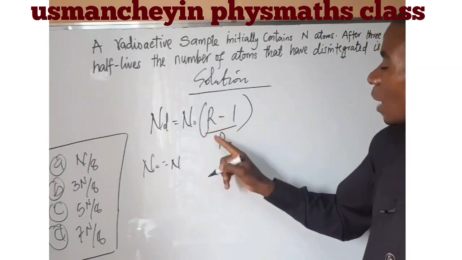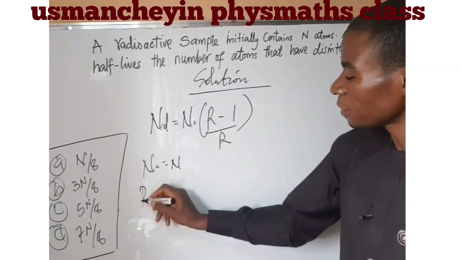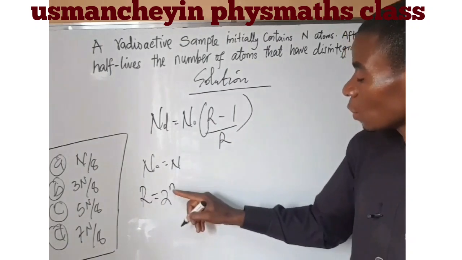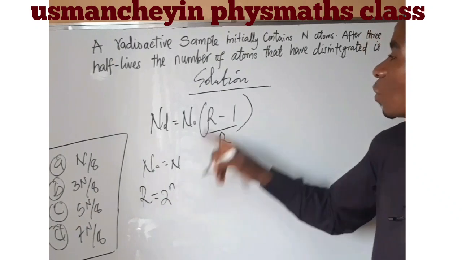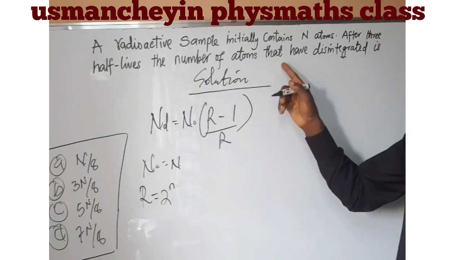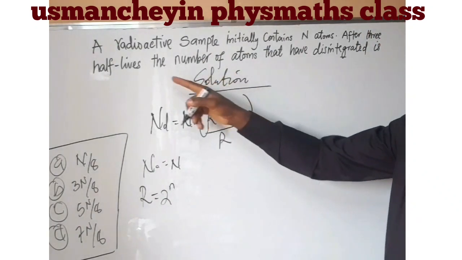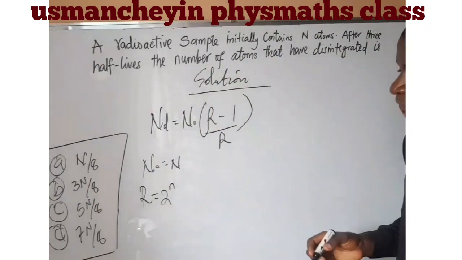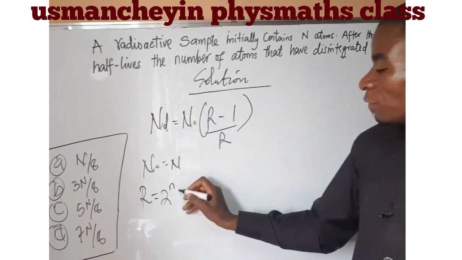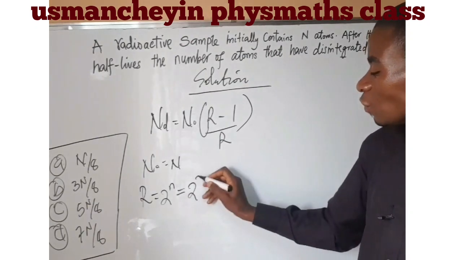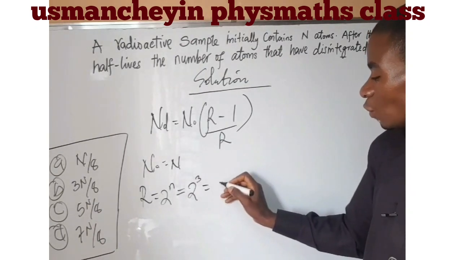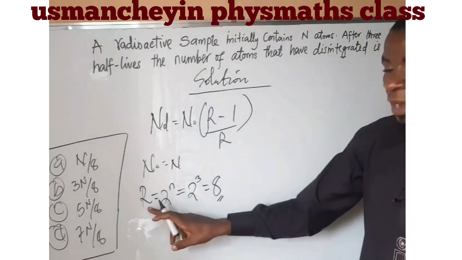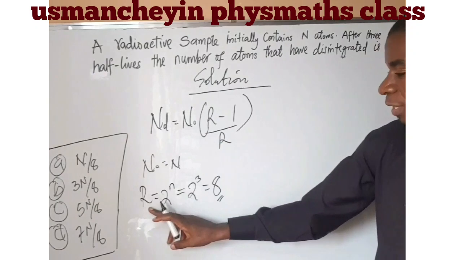So our R is given as 2 raised to power n, where n is the number of half-lives. Now, if you go through the question, the number of half-lives is 3. So we can say 2 raised to power 3, and this is going to give us 8. That means our R is equal to 8.